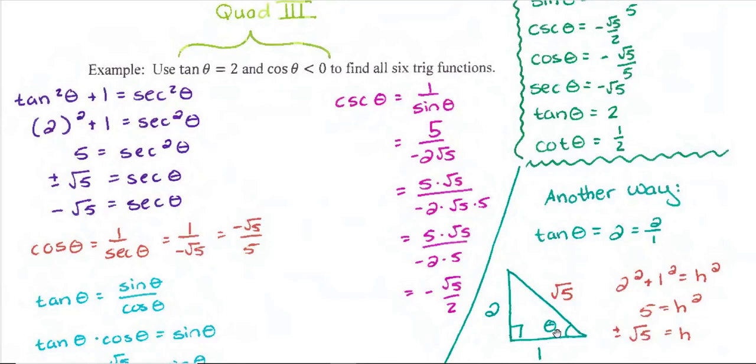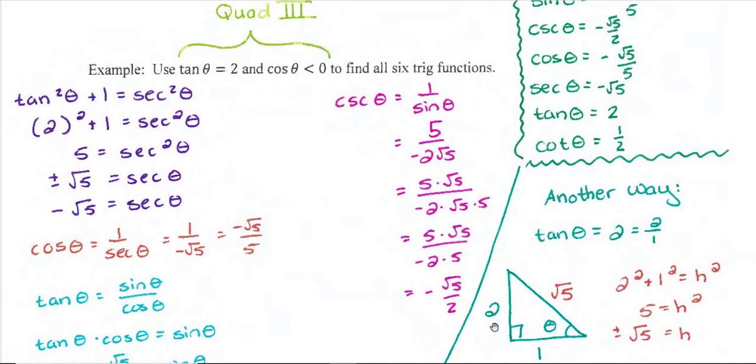So if you draw a right triangle, label one of the angles theta, then tangent is opposite over adjacent, 2 over 1. Then you can use the Pythagorean theorem to say 2 squared plus 1 squared equals that hypotenuse squared, to get the hypotenuse is the square root of 5. I have no problem with you doing it this way. I still want you to practice these fundamental trig identities.